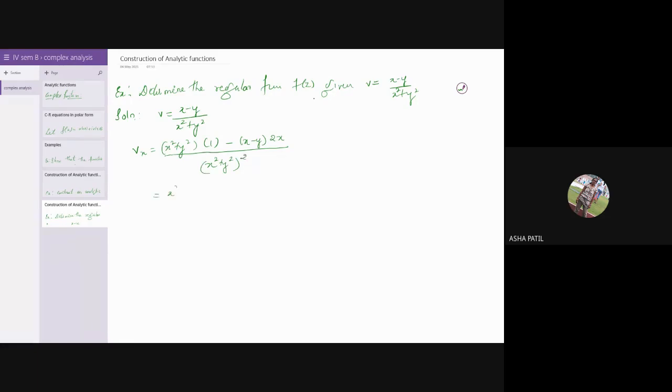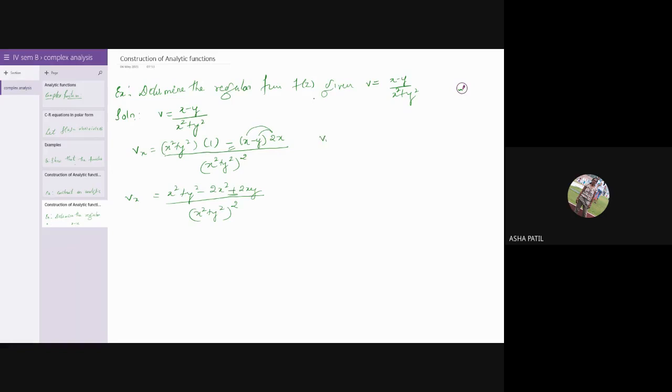Simplify this, it is x square plus y square minus 2x square plus 2xy, whole divided by x square plus y square whole square. This term here is 2x square, and when you multiply by y it becomes 2xy, and outside you have a minus sign. So we get minus 2x square and plus 2xy. Okay, now this is our Vx.